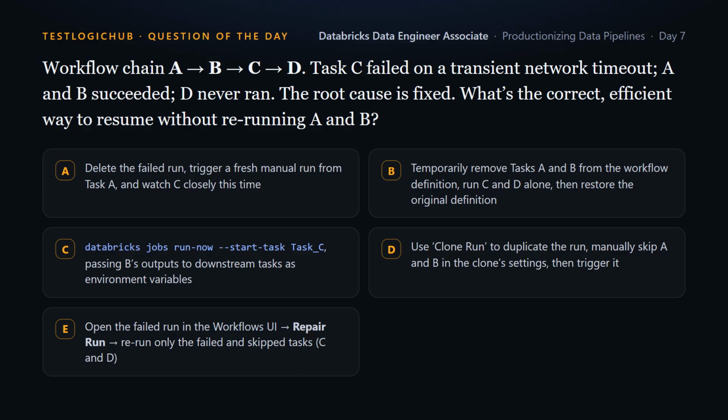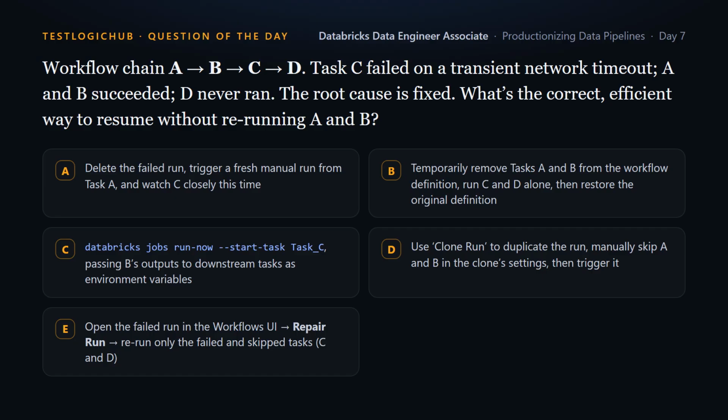A. Delete the failed run. Trigger a fresh manual run from task A and watch C closely this time. B. Temporarily remove tasks A and B from the workflow definition. Run C and D alone. Then restore the original definition.